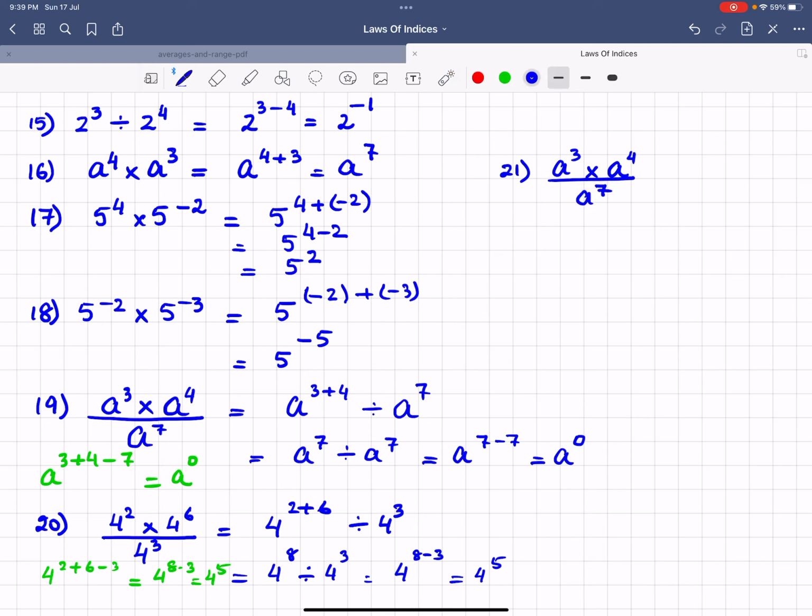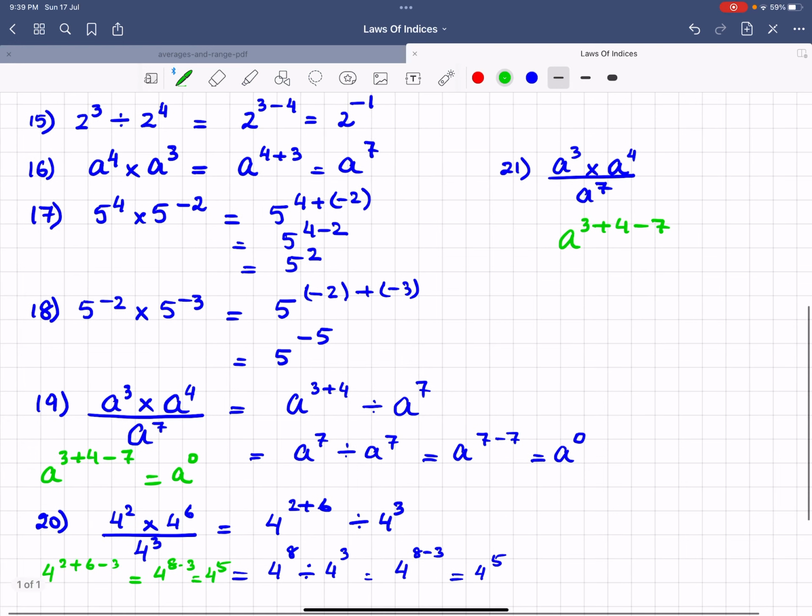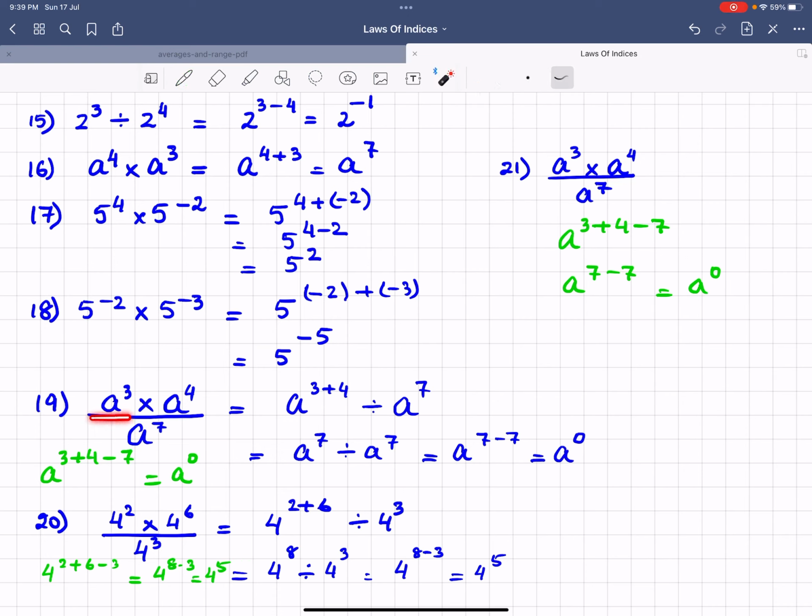So let's do this question straight away. We have a to the power of 3 plus 4 minus 7. So that is a to the power of 7 minus 7, and that is a to the power of 0. Oh, looks like I have done this question already. It's a to the power of 3 into a to the power of 4 divided by a to the power of 7. So never mind, this is repeated.